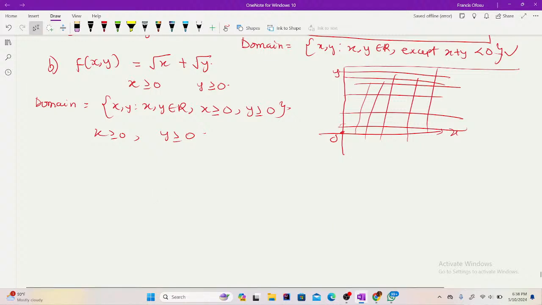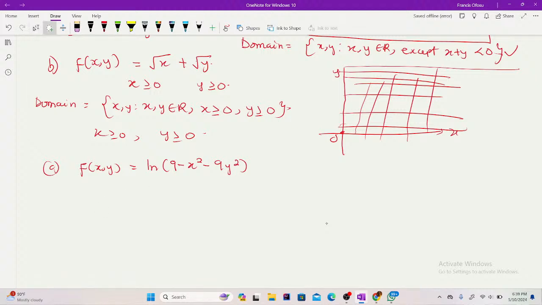Okay, yeah. So now let's see our third question. So I have our third question to be given as a function of (x, y) given as natural log of 9 minus x squared minus 9y squared, right? So still on functions of two variables, let's see.